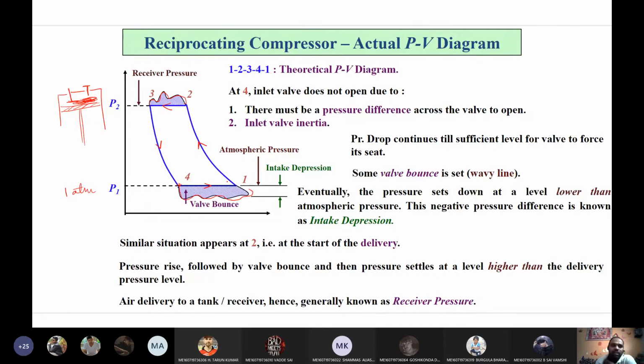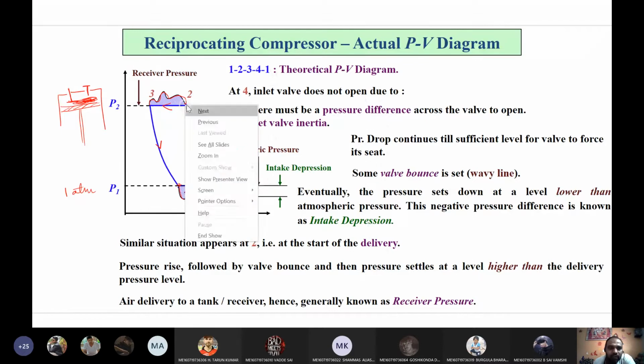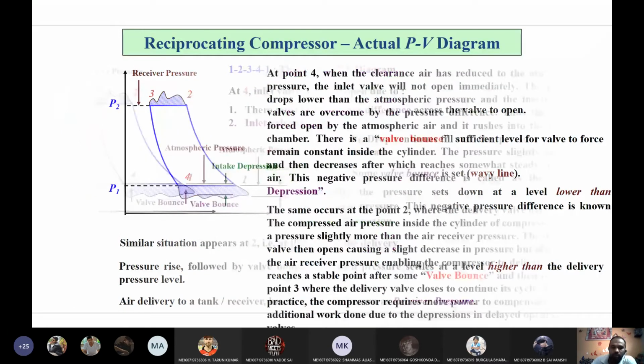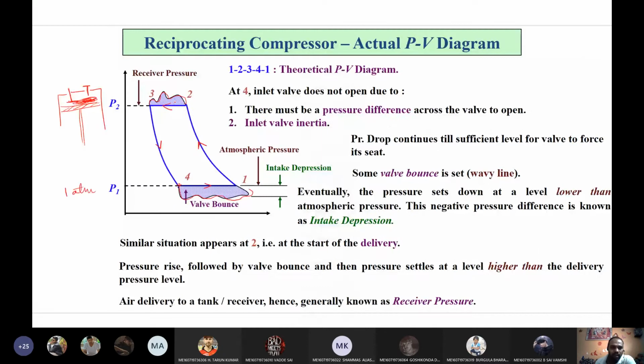At the same time, at the delivery also, immediately at point 2, the delivery will not start. In order to overcome the inertia of the valve, the air pressure should be greater than the required pressure. That is the reason the area from point 2 to 3 is again increased, in order to overcome the valve inertia.